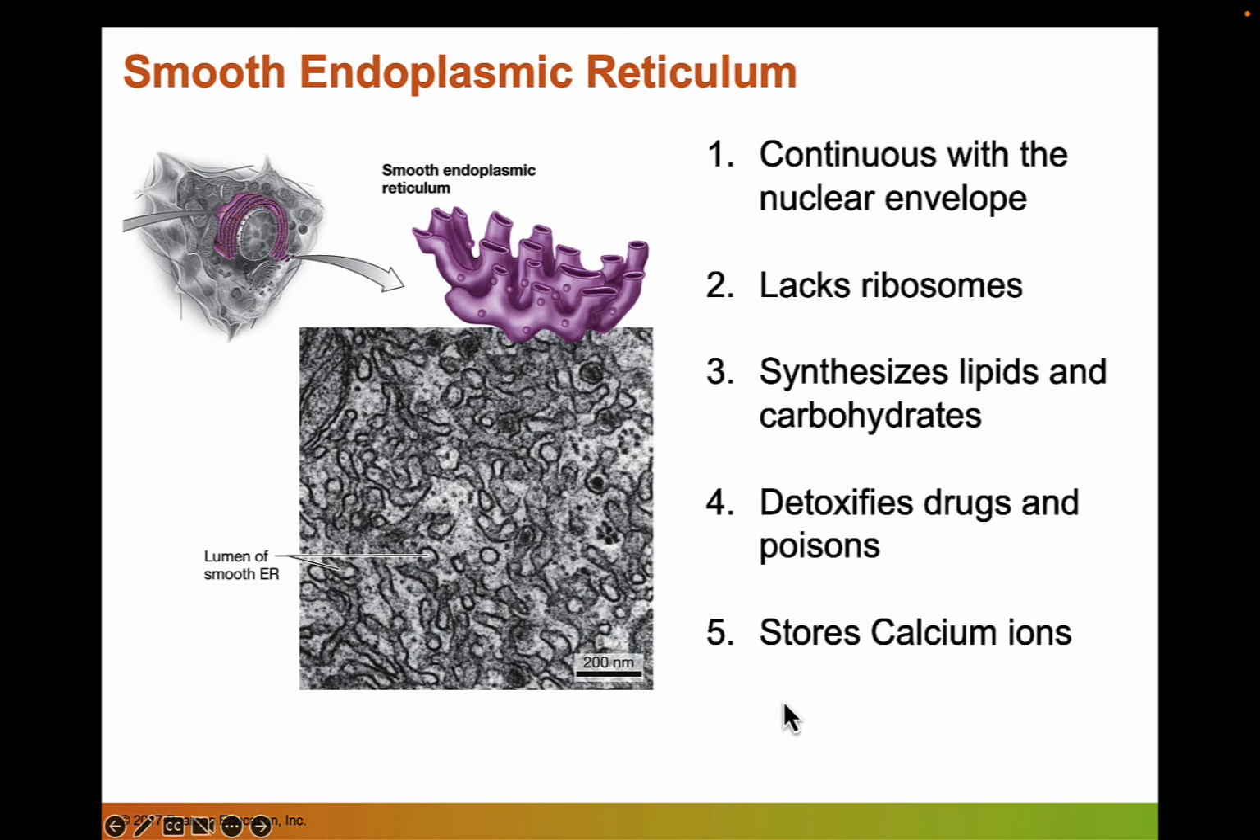poisons. It also is a site where a lot of calcium ions are stored and concentrated in the smooth endoplasmic reticulum. And when we talk about signaling and how cells communicate with one another, we'll see what an important role these calcium ions play in relaying signals and helping cells communicate with each other.